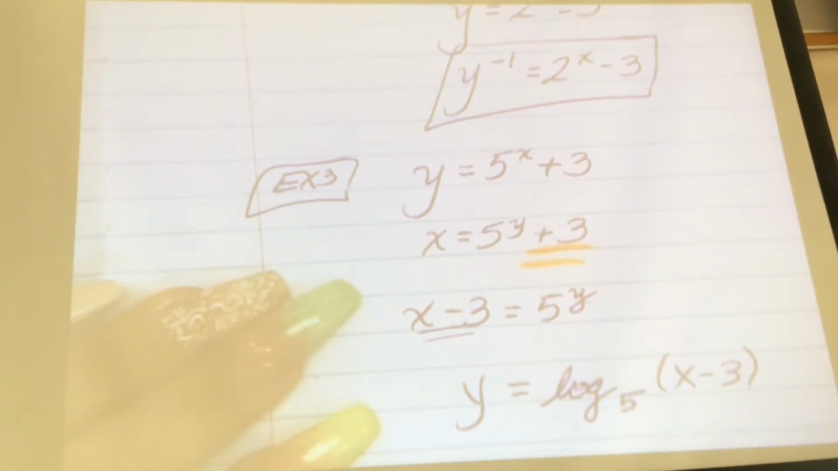And now just double check it so that you're sure. If you were to cancel the log and do the circle cycle, do you get back to this? Yes, 5 to the y equals x minus 3. I'm not quite done yet because I have to tell people it's the inverse. So y inverse is log base 5 of x minus 3.